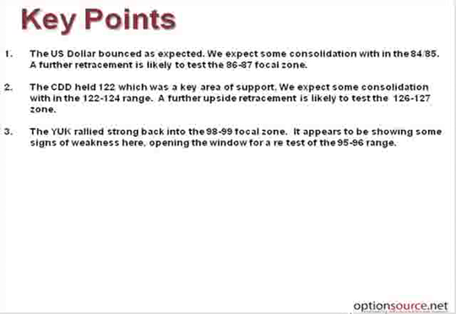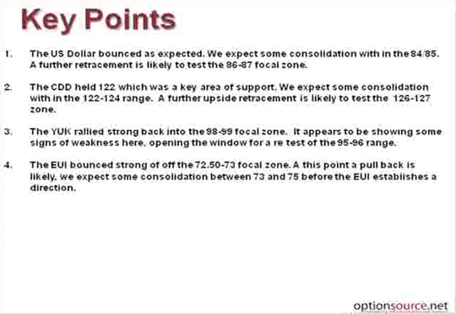The YUK rallied strong back into the 98-99 focal zone. It appears to be showing some signs of weakness here, opening the window for a retest of that 95-96 range. The EUI bounced strong off of the 72.5, 73 focal zone. At this point, a pullback is likely. We expect some consolidation between 73 and 75 before the EUI establishes a direction.